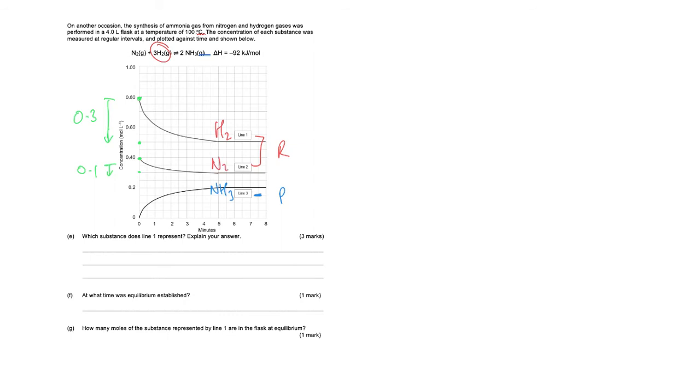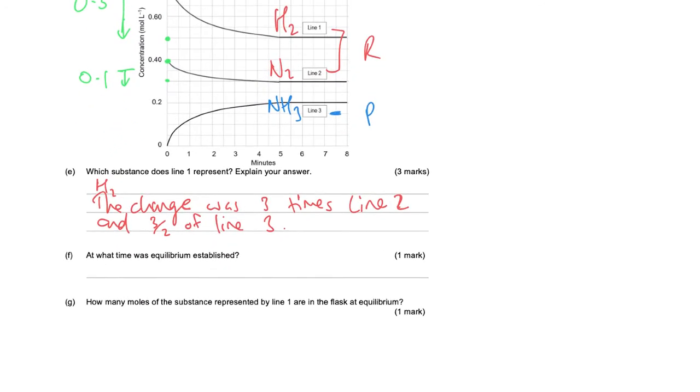Okay, why? So it is the H2. Why? The change was 3 times line 2, and 3/2 of line 3, right? So effectively it had the correct stoichiometric ratio.